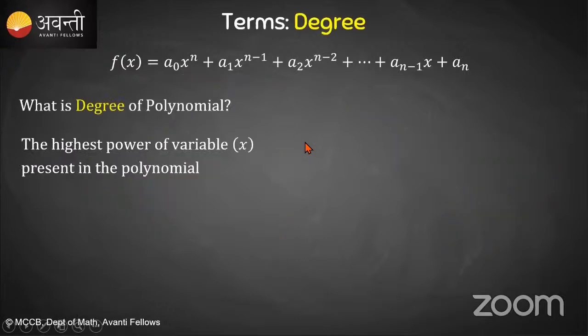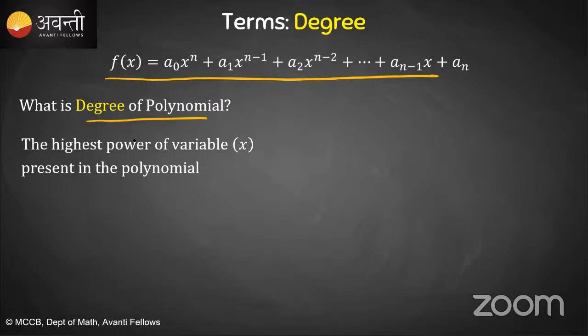So now one of the important terms arises: what is the degree? What is the degree of a polynomial? We already know the polynomial is in the form a0 x raised to the power n plus a1 x raised to the power n minus 1 plus a2 x raised to the power n minus 2 up to an minus 1 x plus an. So what is the degree of the polynomial? The highest power of variable x present in the polynomial.